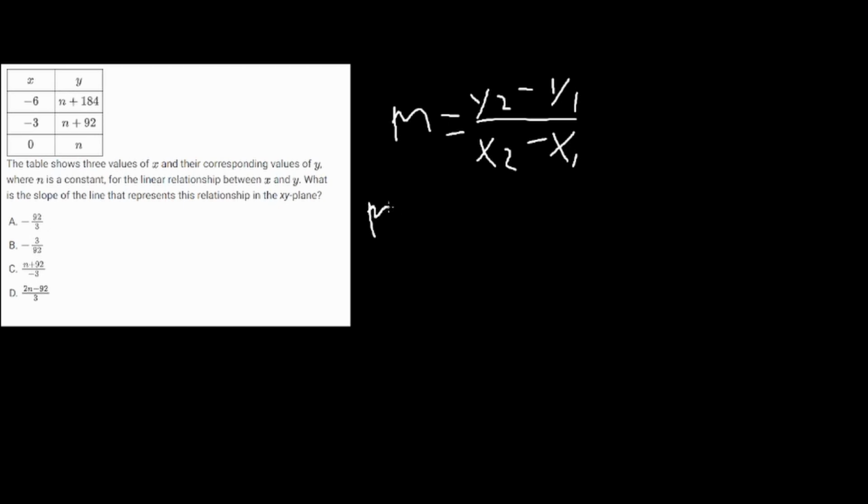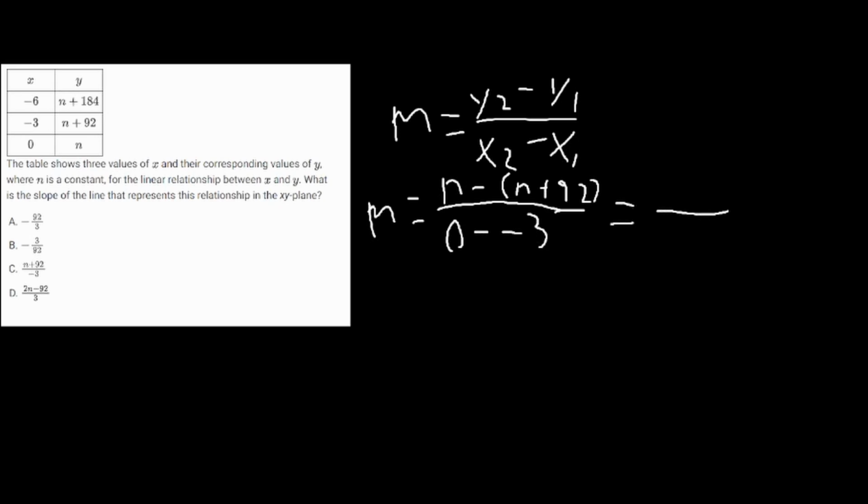So to solve for the slope, I will take n minus n plus 92 over our x2 and x1. So 0 minus negative 3. So for the top, the n's will cancel out and we'll be left with negative 92. And then in the denominator, 2 negatives makes a positive, so we will be dividing it by 3, giving us negative 92/3, which is answer choice A.